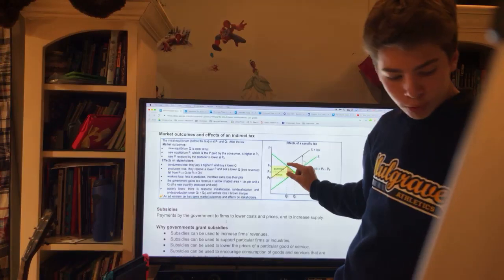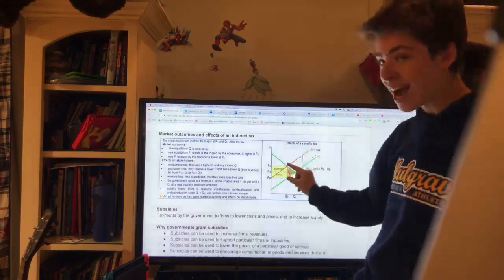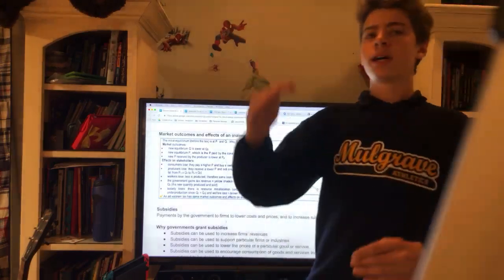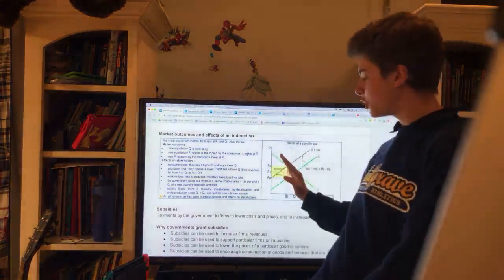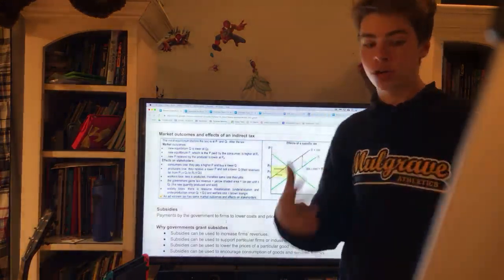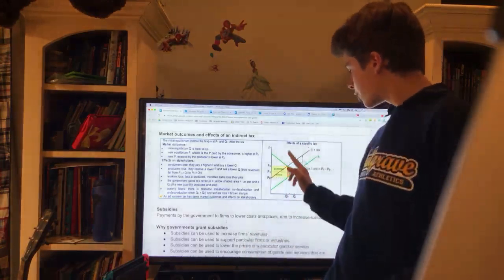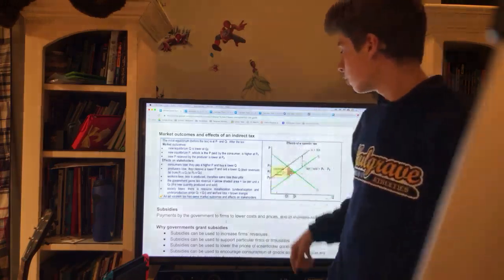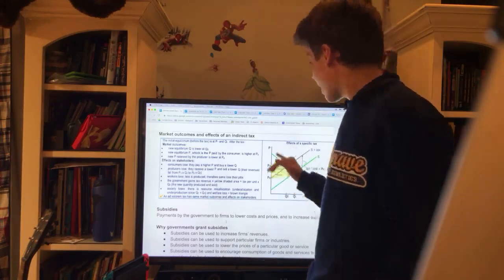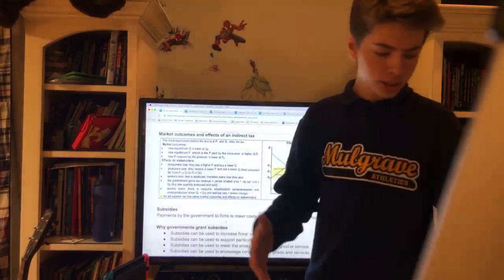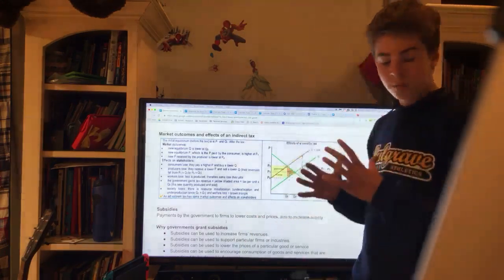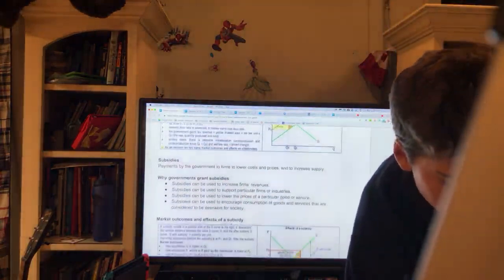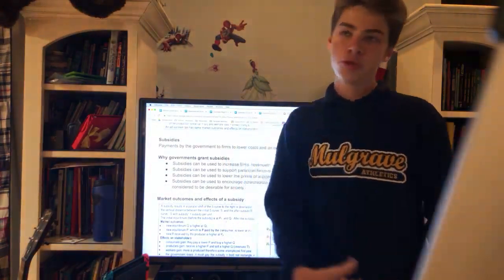But basically, this area right here, that's how big the tax is. And most of the time, the tax is split right in half. Sometimes it's more towards the consumer, sometimes it's more towards the producer, based on how steep the demand and supply curves are. If this demand curve was steeper, then more of the tax would fall on the consumer as there is a higher demand in this specific case. That is not always the case, but in this graph right here, that would be the case. That's simply taxes.